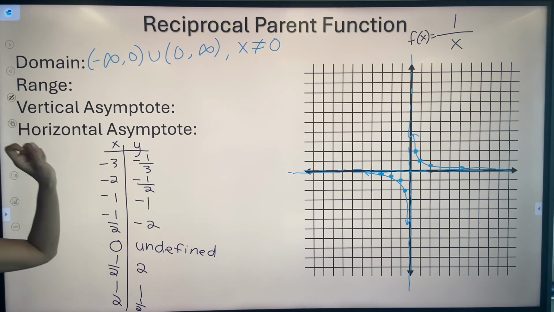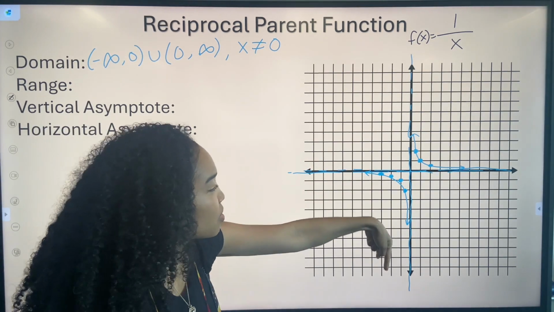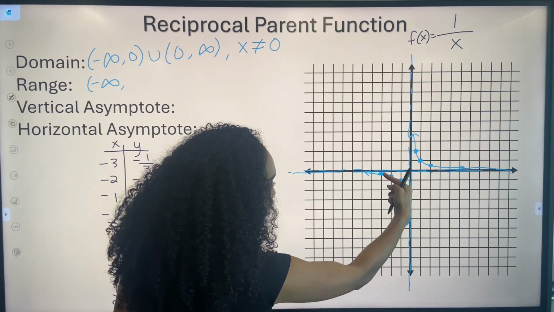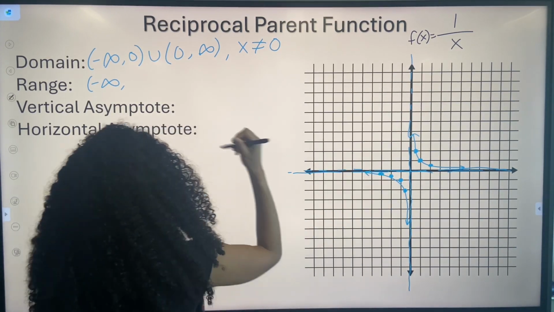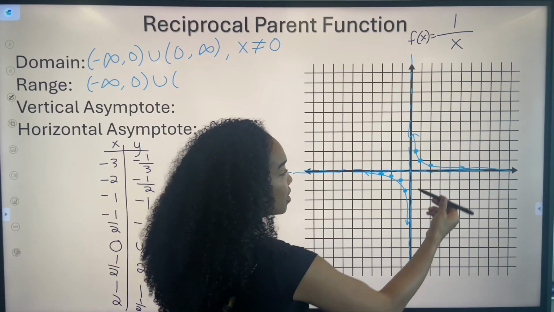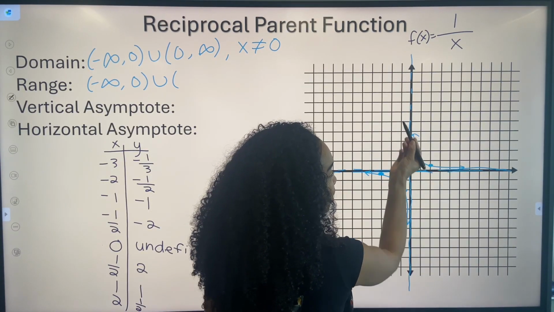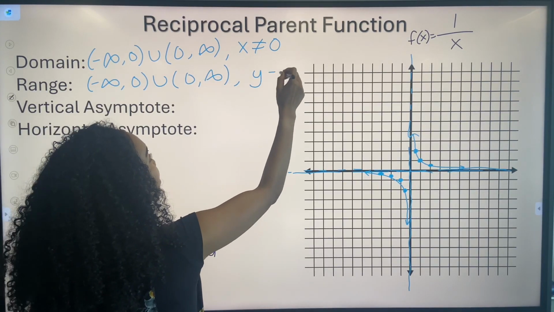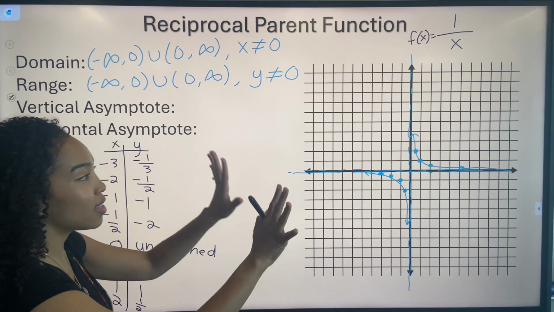Your range, the very bottom, it's pointing down to -infinity. And if you follow the graph up, it comes up here to the asymptote, which is at 0. And then it continues on this side. It starts down here at the asymptote, and it goes up. So 0 to infinity. You could also say y is not equal to 0. It can be anything but 0.